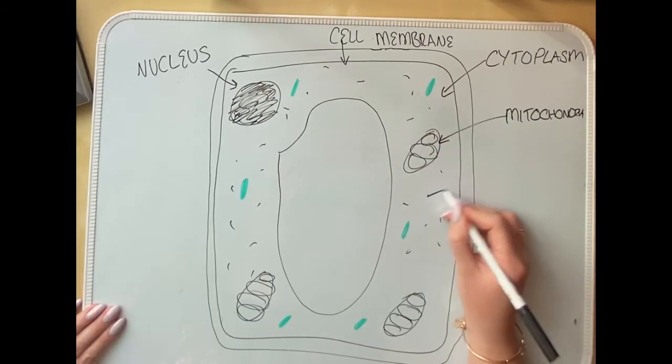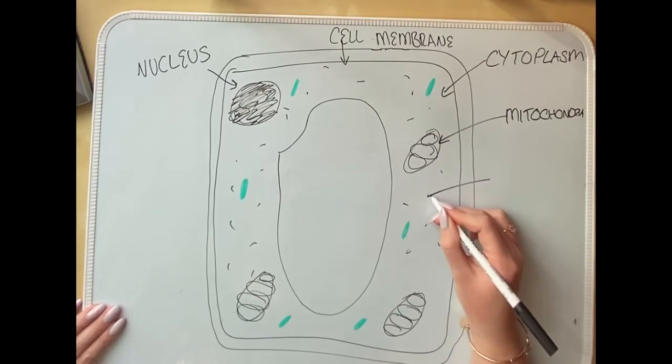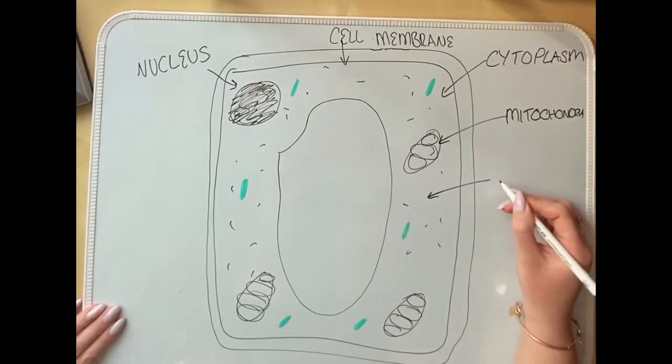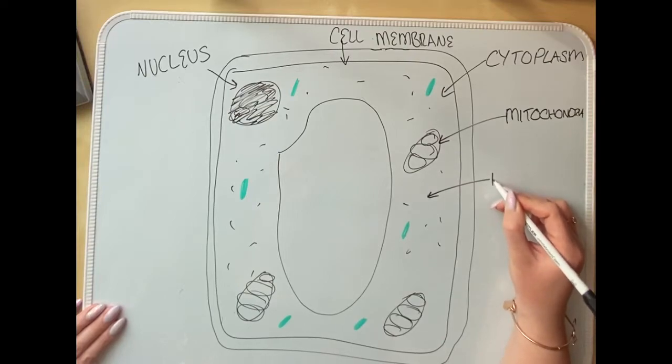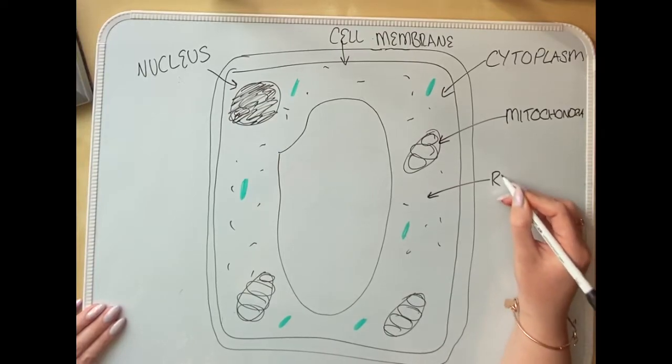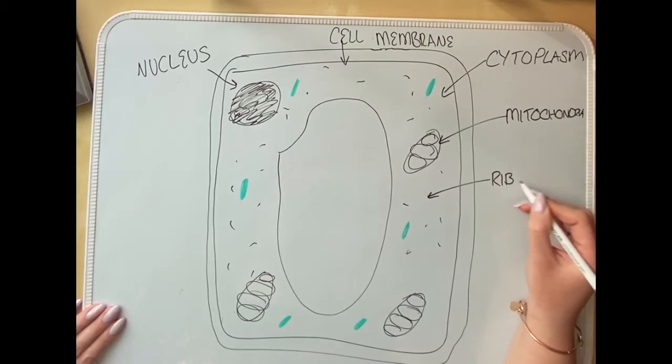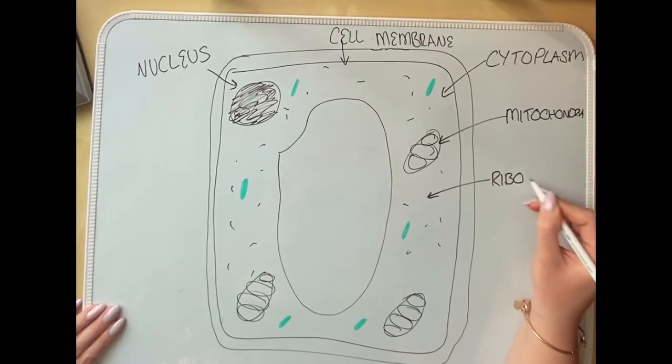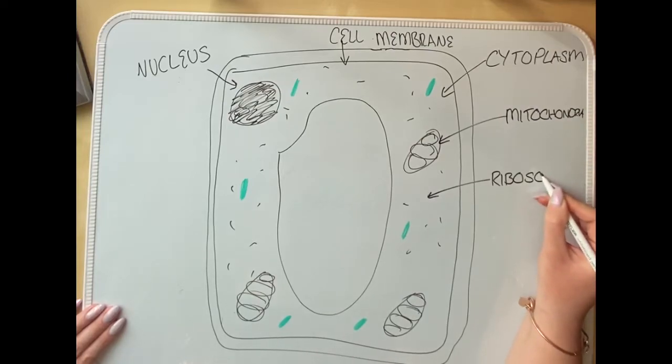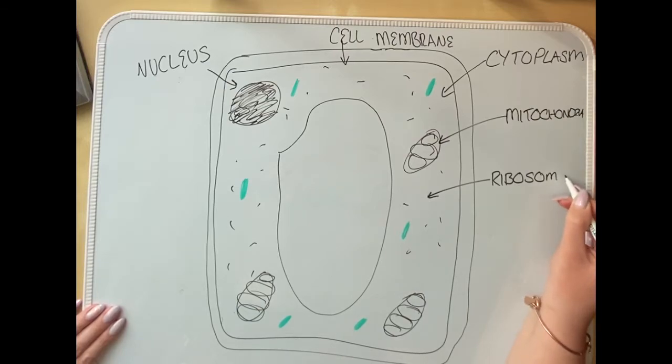The next organelle that we are going to look at are the ribosomes. This is where protein synthesis happens. Proteins are really important as they allow cells to repair themselves. The word synthesis in protein synthesis just means to make. So the ribosomes is where the proteins are made.